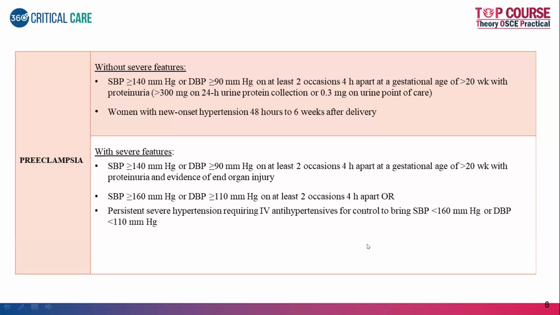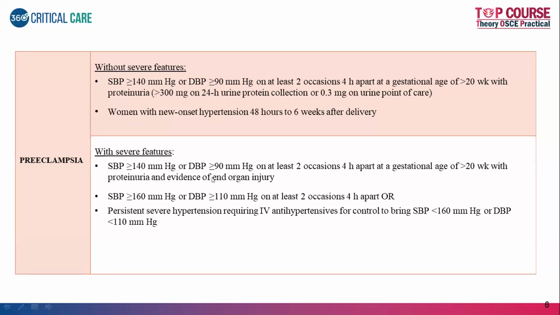Okay. Or women with new onset hypertension 48 hours to 6 weeks after delivery is also known as preeclampsia. Now with severe symptoms. So with severe symptoms means, along with the proteinuria, there is evidence of end organ injury.